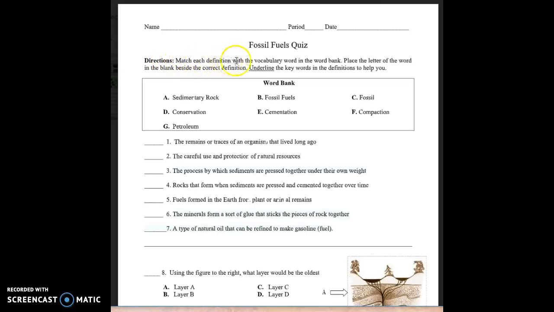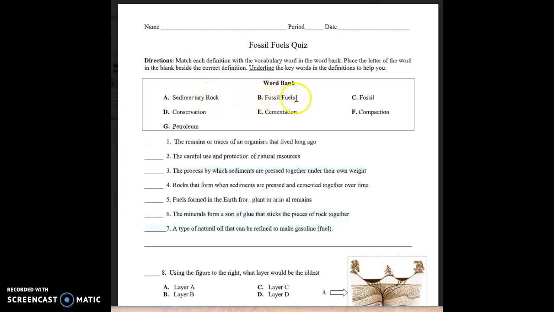Match each definition with the vocabulary word in the word bank. Place a letter of the word in the blank beside the correct definition. Underline the key words in the definitions to help you. Word bank. A. Sedimentary rock.